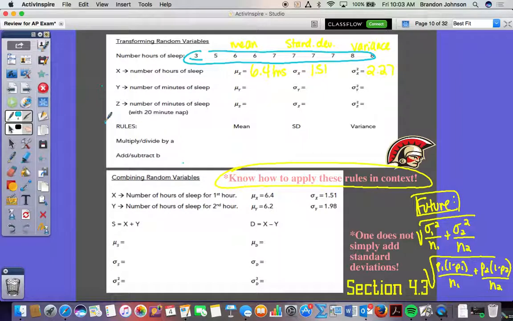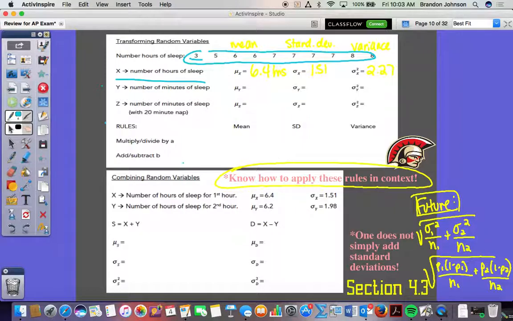From last night. So let's pretend that I took the information, and what you see up here in blue represents the days that I randomly selected. As we look at this, the number of hours of sleep are mu of x, which would be our mean, our standard deviation, which is 1.51, and our sigma squared, the variance, good Julie, which would be 2.27.